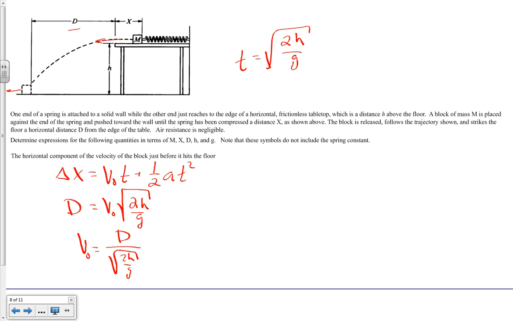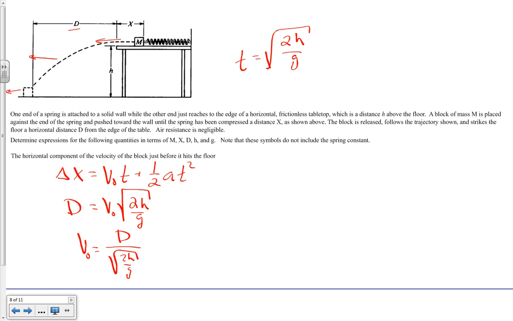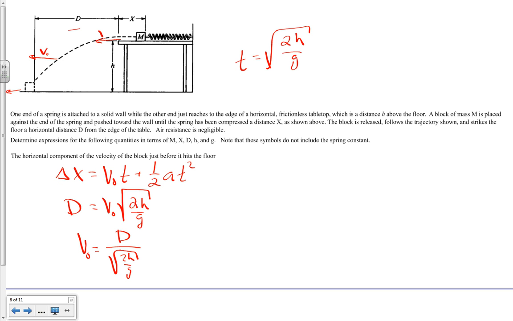That's how fast it was going in the x direction when it got down to the ground. Remember, the x direction velocity never changes. So if you can figure out the velocity at any point, it's the same horizontal velocity at every other point.